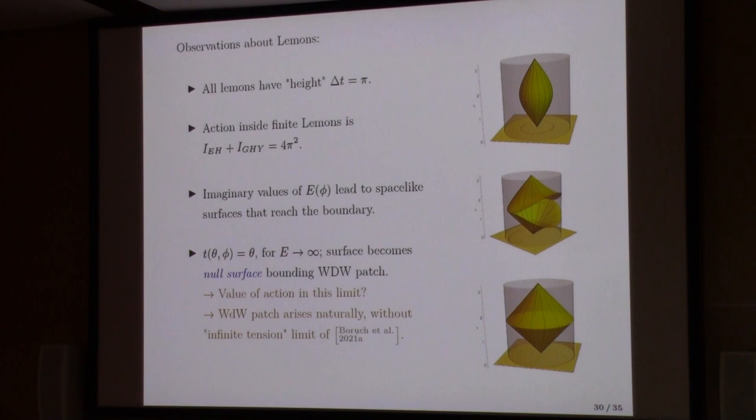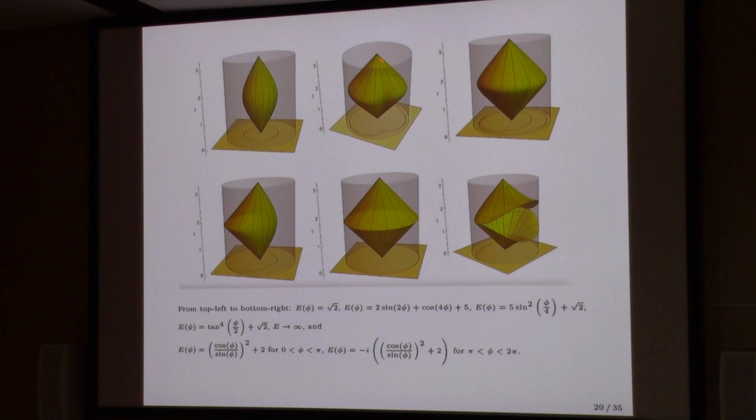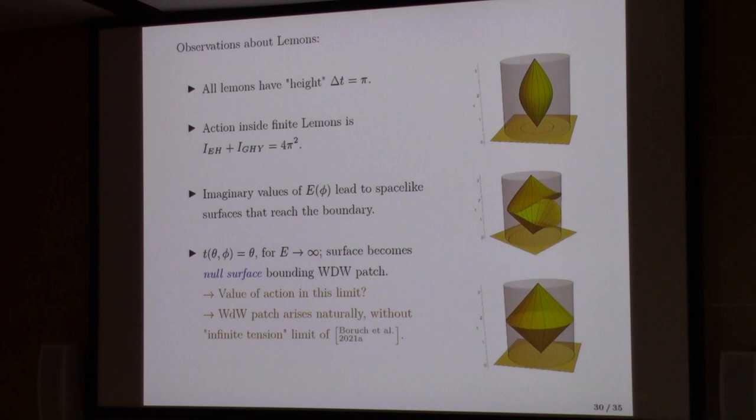The action calculated in the space enclosed inside of a lemma is 4 pi squared in units when we set Newton's constant to 1 and things like that. So it's always the same value. And this is for a constant E. If you make E a real function, it looks like this. You can do things like make E have imaginary values, and then what you get are these kind of field lemmas where the surface turns space-like and it reaches out and touches the boundary of AdS.